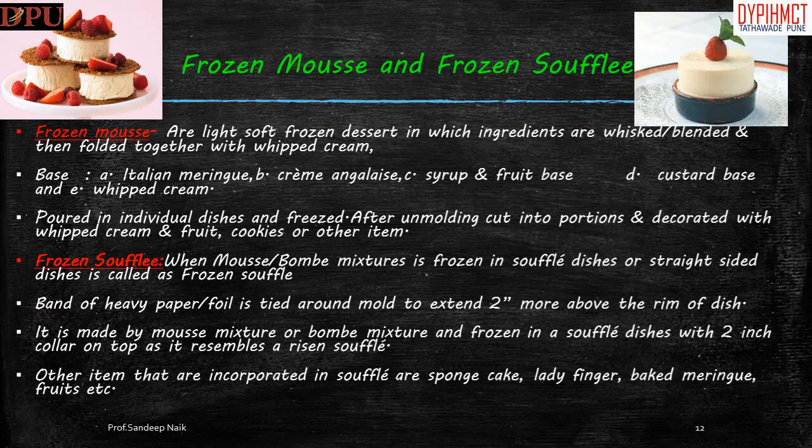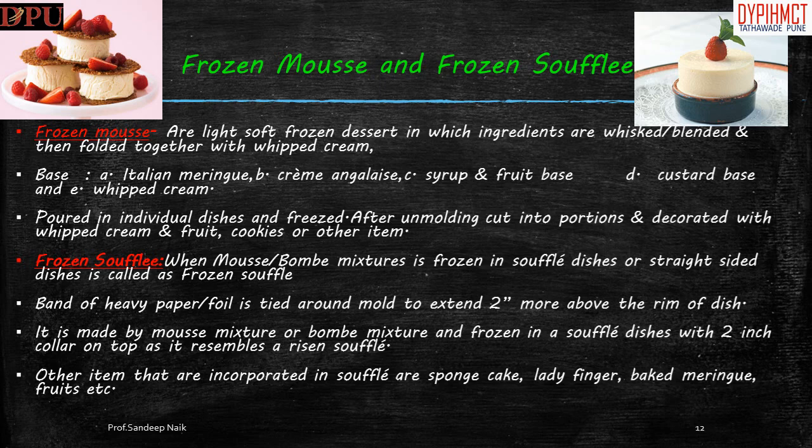Frozen mousse. Definition: frozen mousses are light soft frozen desserts in which ingredients are whisked, blended and then folded together with whipped cream. The base consists of Italian meringue, crème anglaise, syrup and fruit base, custard base and whipped cream. It is poured in individual dishes and frozen. After unmolding, it is cut into portions and decorated with whipped cream and appropriate fruit, cookies or other items. Example: chocolate mousse, banana mousse, lemon mousse, strawberry mousse.